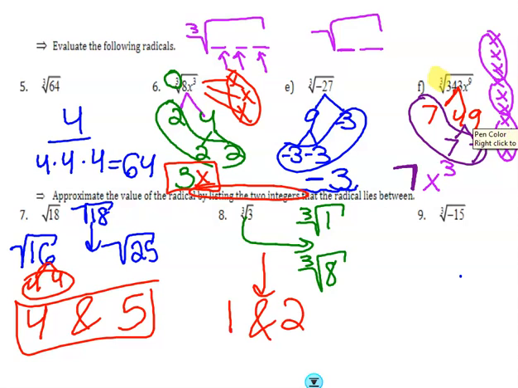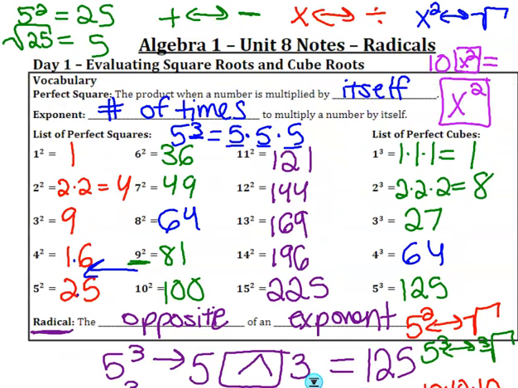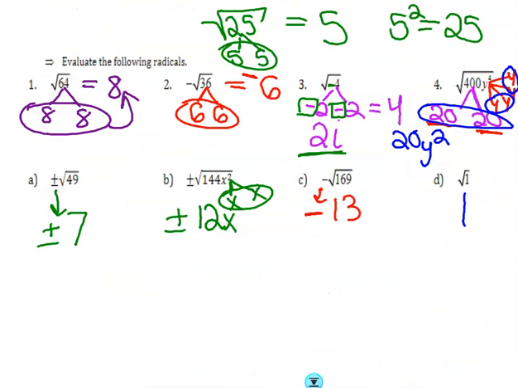All right? Now the last one, the cube root of negative 15. All right, well, we've got some negatives going on. So the cube root, where would 15 be? Again, let's look at our chart. 15 would be between the 8 and the 27.